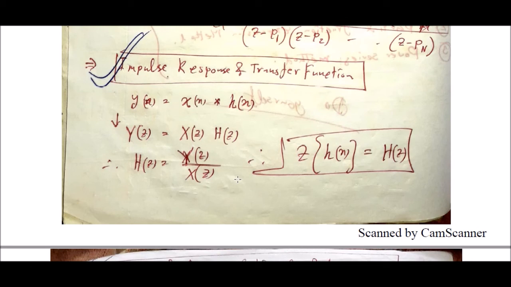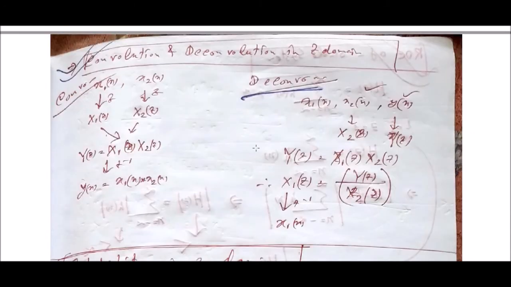Remember, the transfer function is nothing but the Z transformation of the impulse response of any system. So the Z transformation of the impulse response is the transfer function. Remember, the impulse response and the transfer function are Z transform pairs. If you do the Z transformation of the impulse response, you will get the transfer function. If you do the inverse Z transform of the transfer function, you will get the impulse response. Remember this thing. And convolution and deconvolution in the Z domain are very easy to understand.